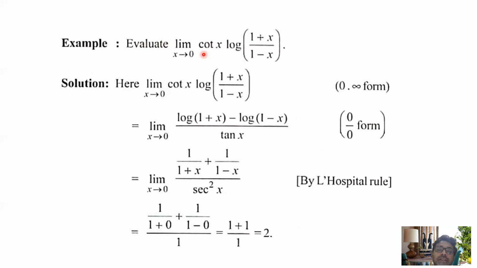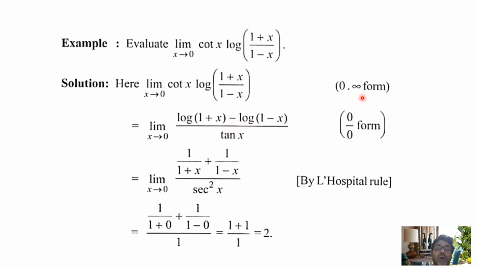Evaluate limit x tends to 0 of cot x log of (1 plus x) by (1 minus x). So cot 0 is infinity, and in log, 1 plus 0 by 1 minus 0, that is log 1, which is 0. So from here it is clear that it is 0 into infinity, because cot 0 is infinity and log 1 is 0.